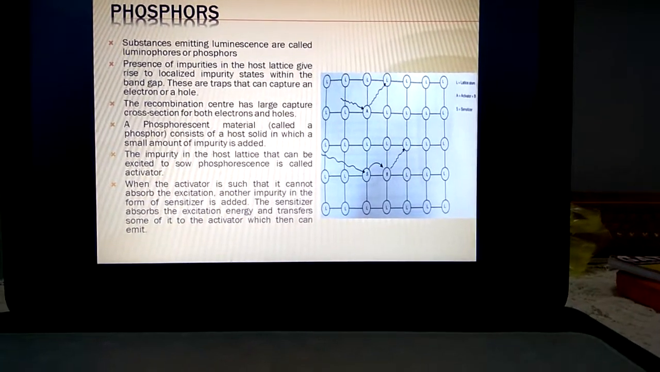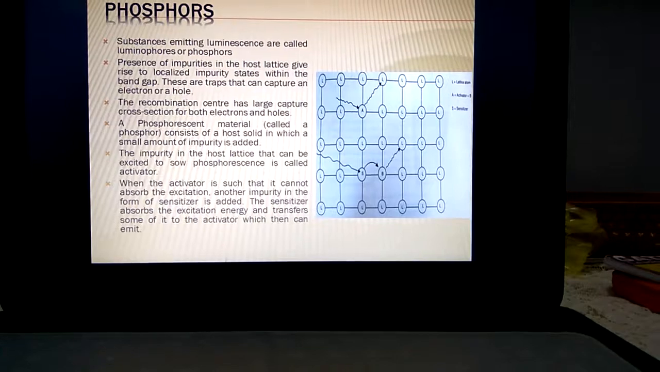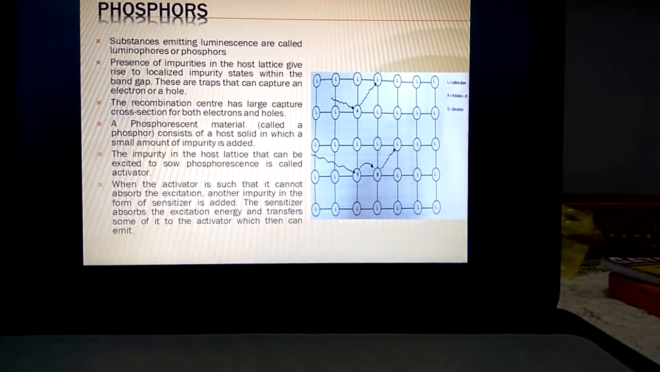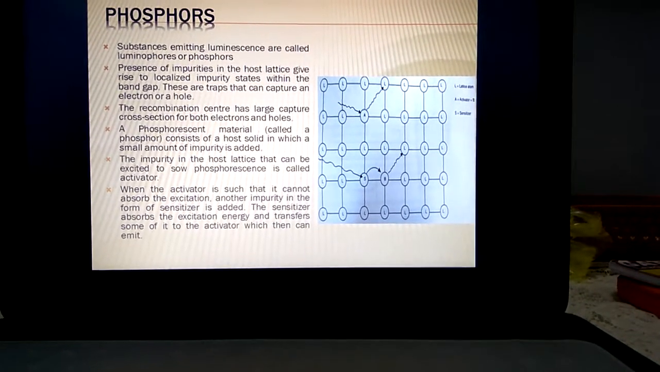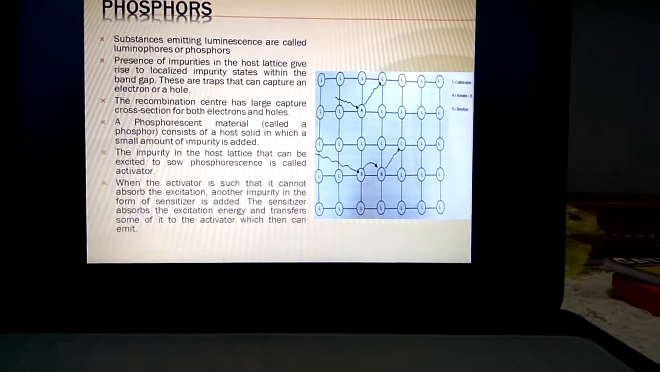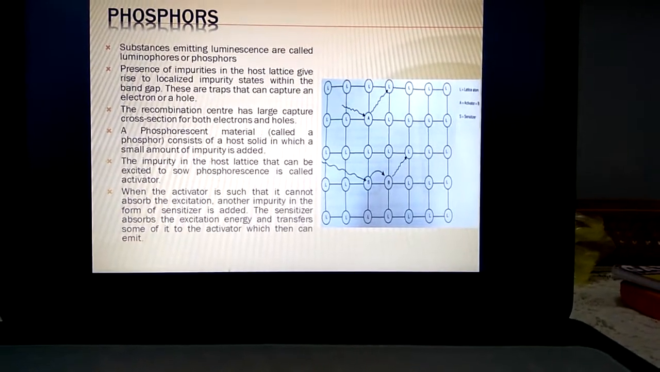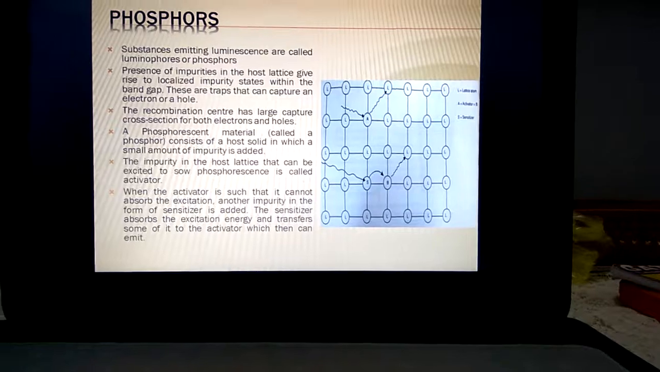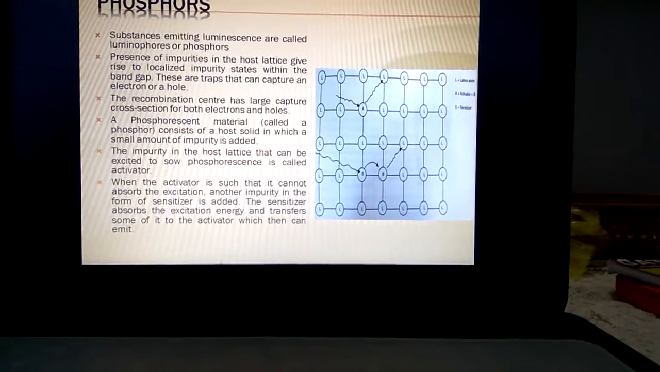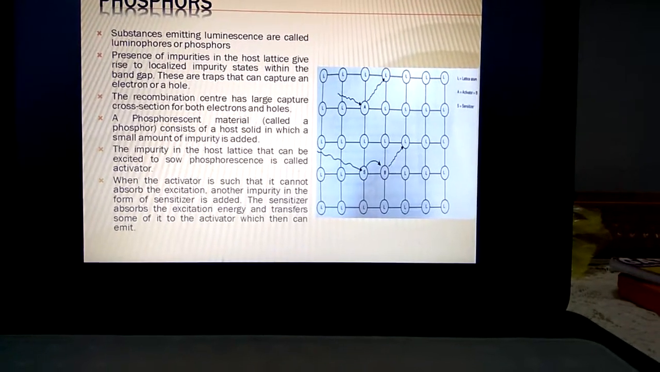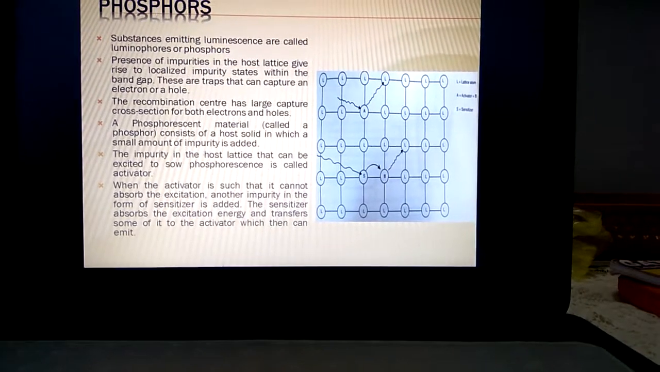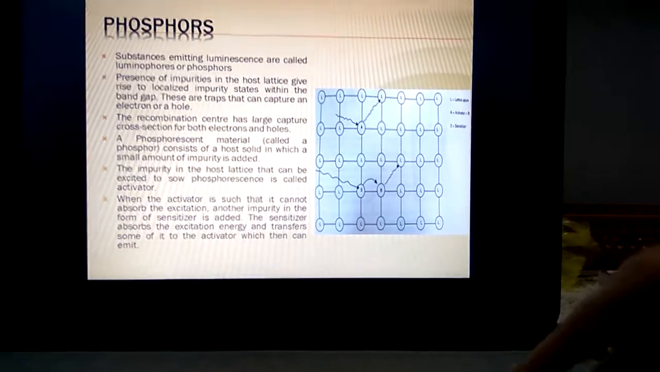A phosphor consists of a host solid in which a small amount of impurity is added. The impurity in the host lattice that can be excited to show phosphorescence is called activator. When the activator is such that it cannot absorb the excitation, another impurity in the form of sensitizer is added. The sensitizer absorbs the excitation energy and transfers some of it to the activator, which then can emit.